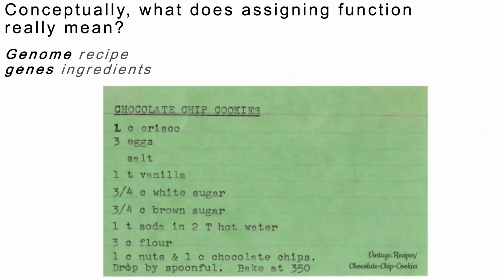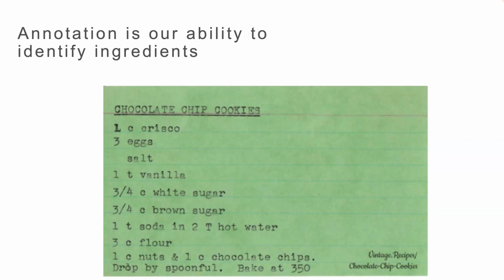Okay, so conceptually, think about annotation in a microbial genome. If the recipe is a genome, then the genes are the ingredients. With something like chocolate chip cookies, this is the genome, and each ingredient is a gene. So we have 3 eggs, salt, vanilla, white sugar. We know exactly how much of each thing it takes to make a chocolate chip cookie. However, in genome annotation land, this is not always so simple.